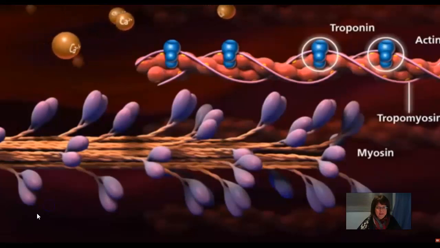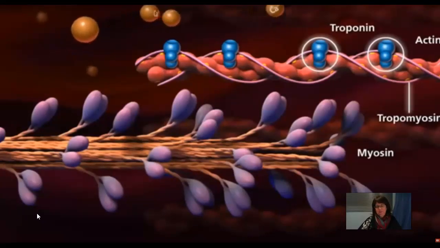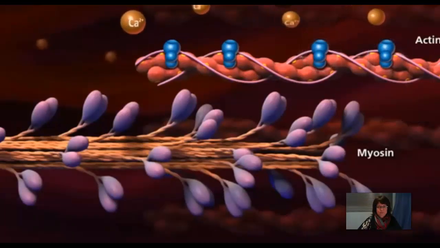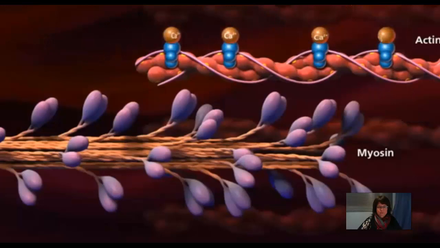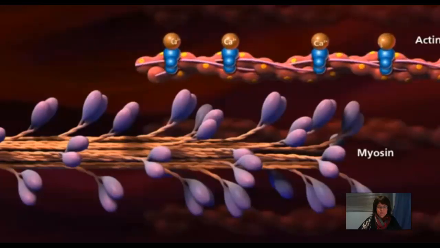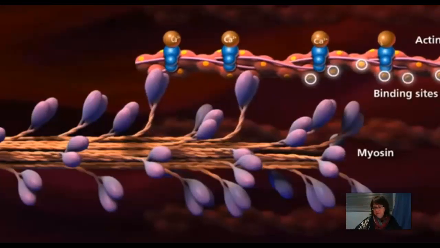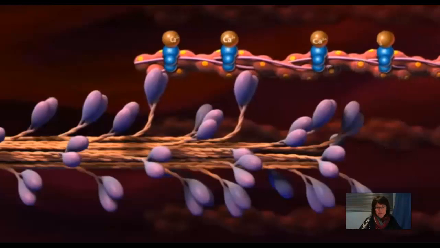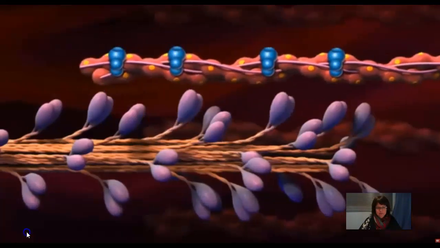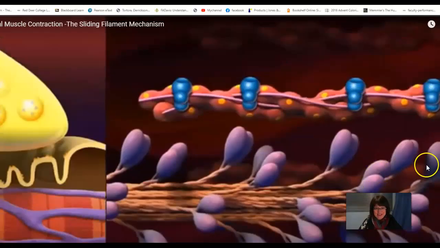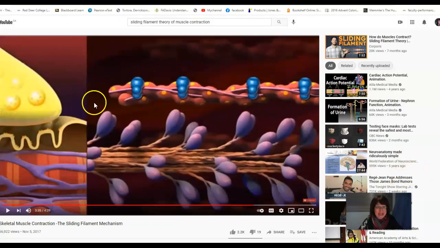Tropomyosin blocks the cross-bridge binding sites on actin. When calcium ion levels are high enough and ATP is present, calcium ions bind to the troponin, which displaces tropomyosin, exposing the myosin binding sites on actin. This allows myosin to attach to a binding site on actin, forming a cross bridge. Okay, good. That was a good summary. And yeah, you need to know that detail. So let's look at it now in the textbook.